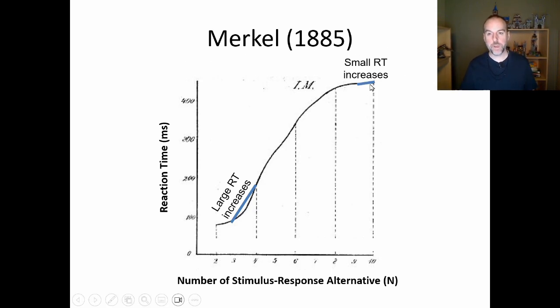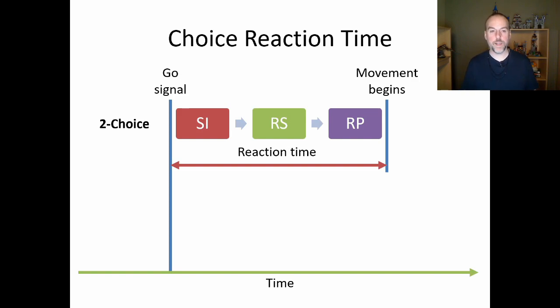And what Merkel is basically noting is that this isn't a linear pattern. We'll see it's logarithmic. There's large increases early on, and these increases get smaller and smaller. So that's the first important finding. The second important finding is, well, why does reaction time increase?